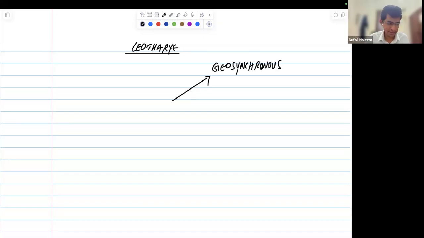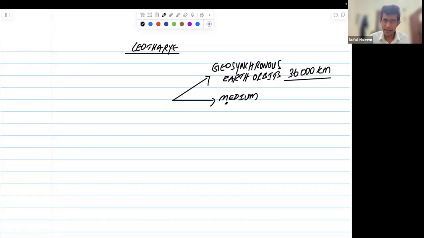Geosynchronous Earth orbit. So EO means Earth orbit, students, because it will be revolving around the Earth. The distance is 36,000 kilometers. It's a highly complicated one, just for your understanding. Then the second range, we call it the MEO, that is the medium Earth orbit. This is another type of satellite, which will be around 15,000 kilometers.